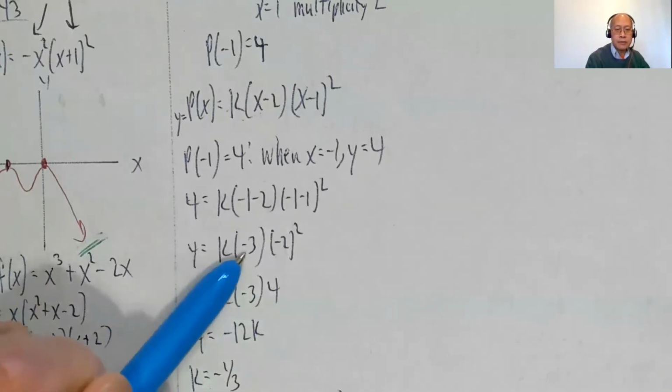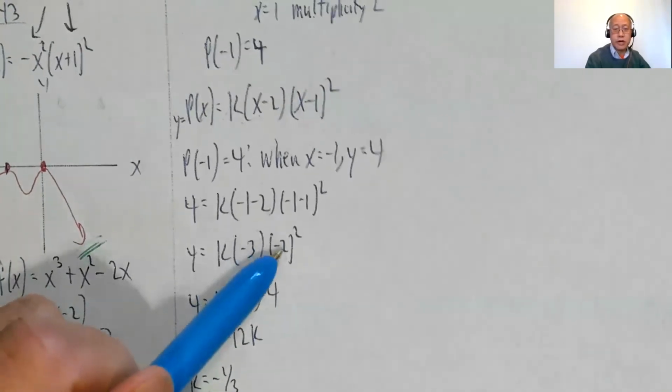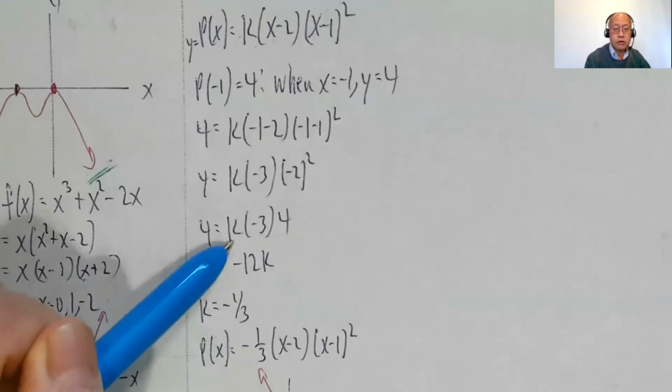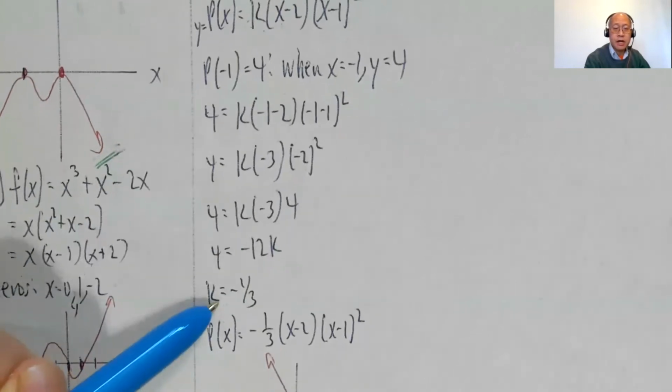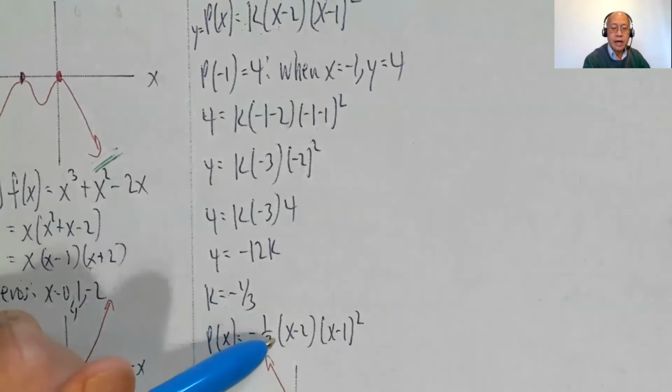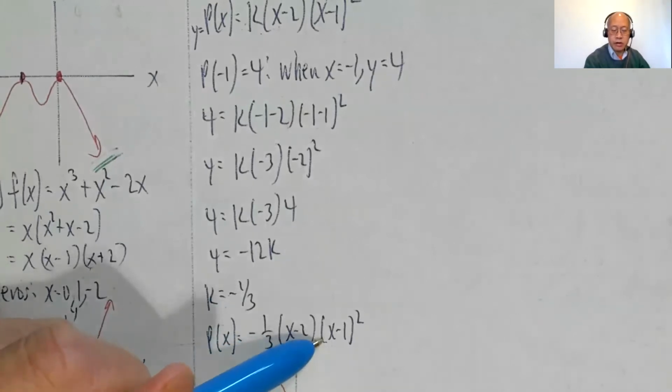So 4 equals k times negative 3 times negative 2 squared. Let's see, negative 2 squared is 4. So 4 equals negative 12k, divided by negative 12. k is negative a third, right? So the polynomial p of x is negative 1/3 times (x minus 2) times (x minus 1) squared.